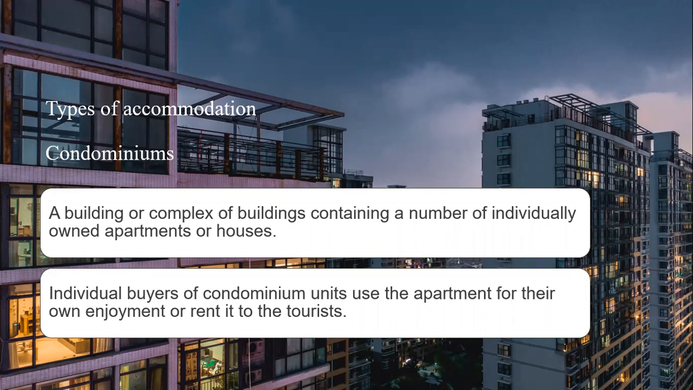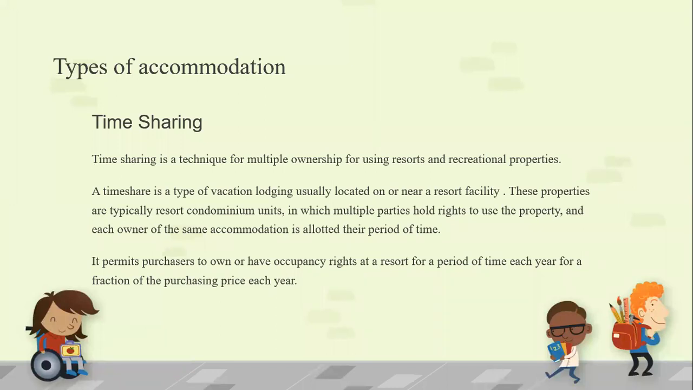Now there is another thing, that is the third type of accommodation, which is called time sharing. Time sharing, the name itself is quite explanatory. Time sharing is a technique for multiple ownership for using resort and recreational properties. So as a visitor, if you want to use a resort and recreational properties, you can have multiple ownership for it. When you have multiple ownership for your resort or properties, we will call that time sharing.